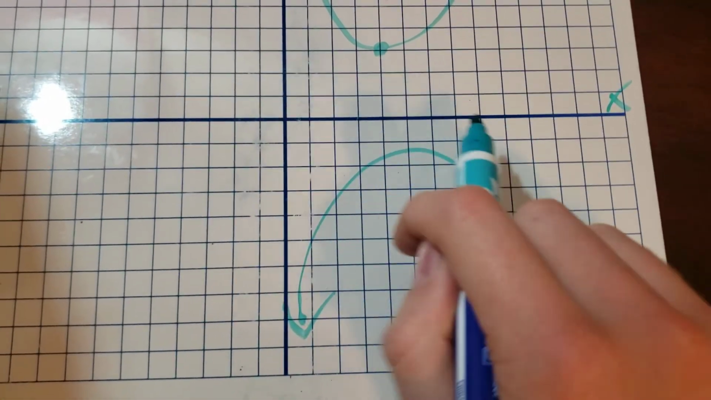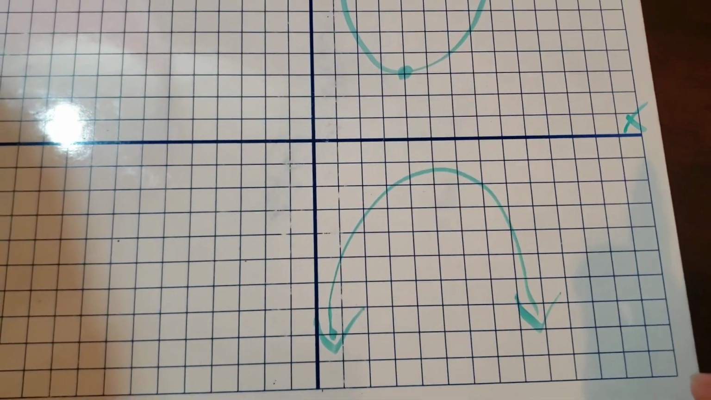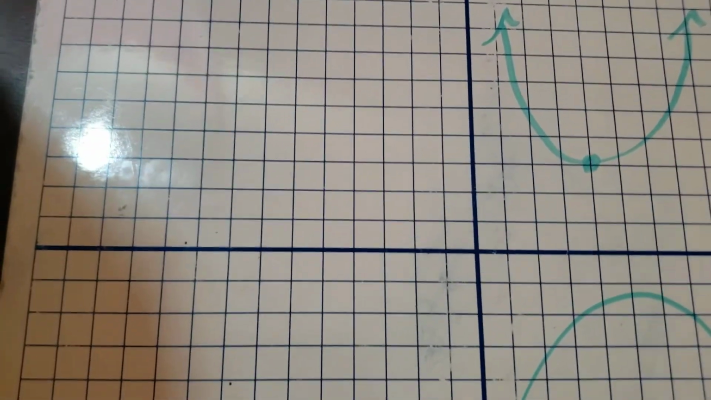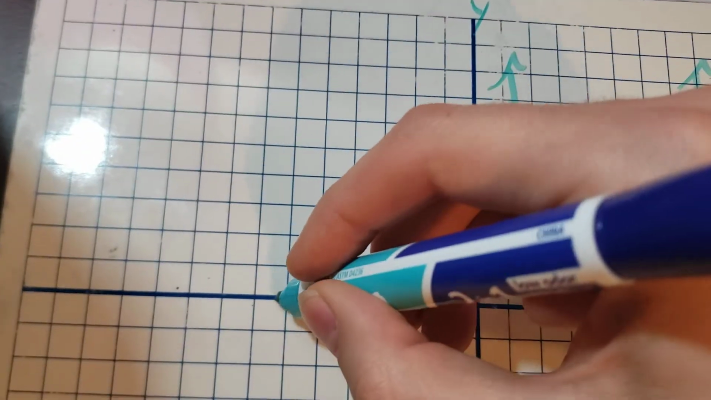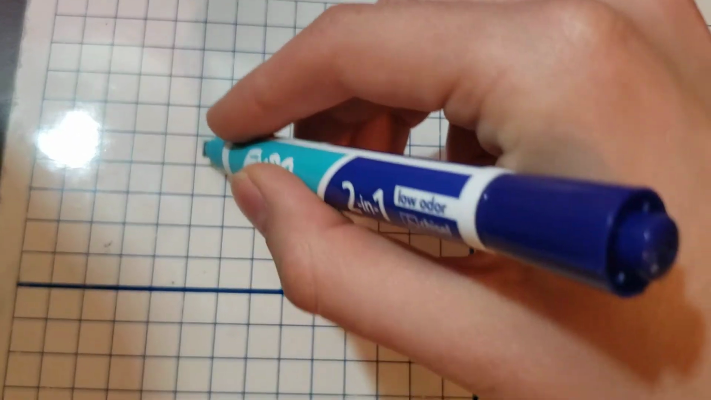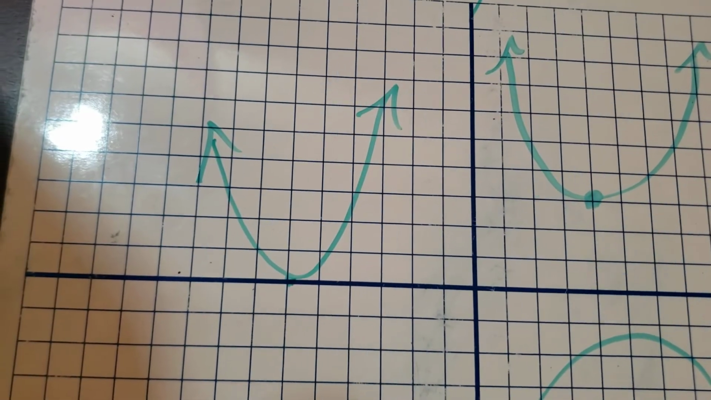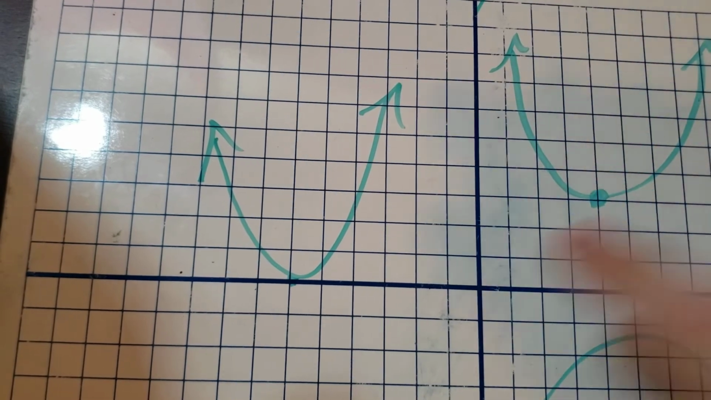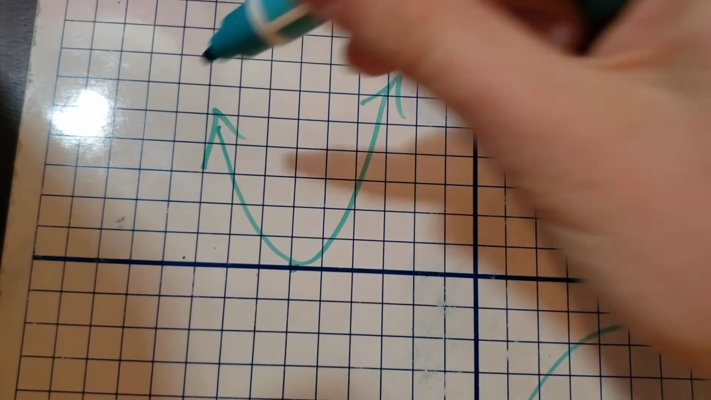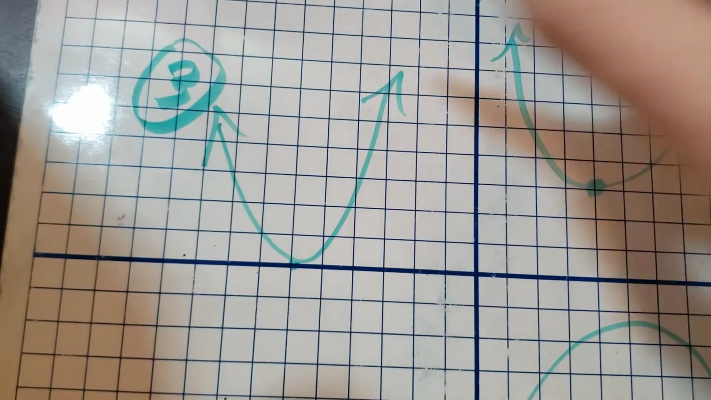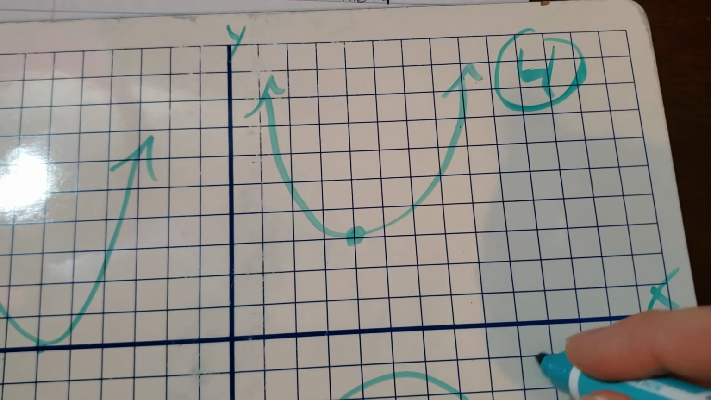But it never touches the x-axis. Now, if we have just one solution, like that's the third scenario, then our vertex is going to be on the x-axis, like so. This is scenario number 3. These are both scenario number 4.